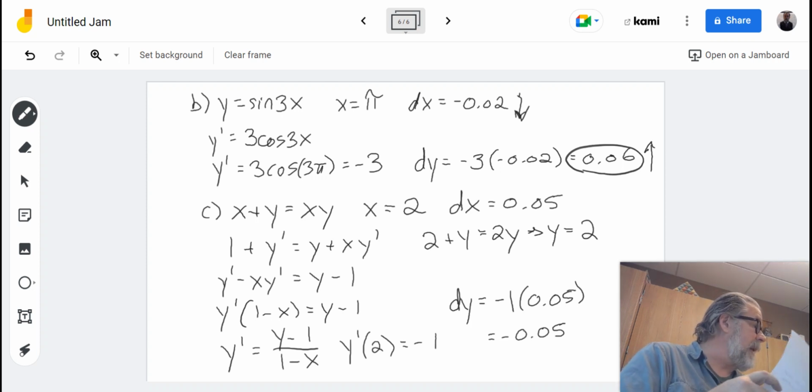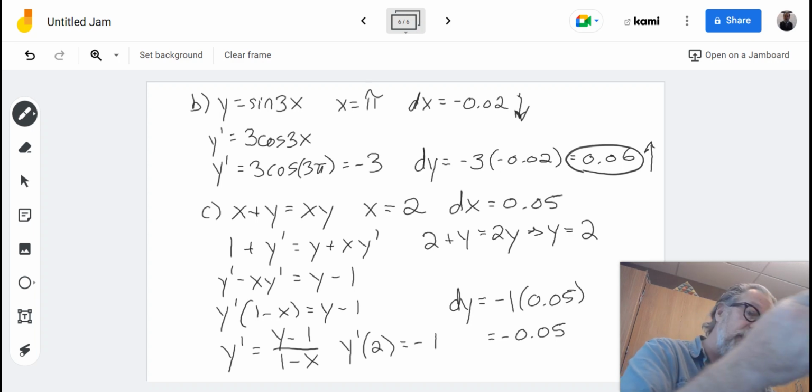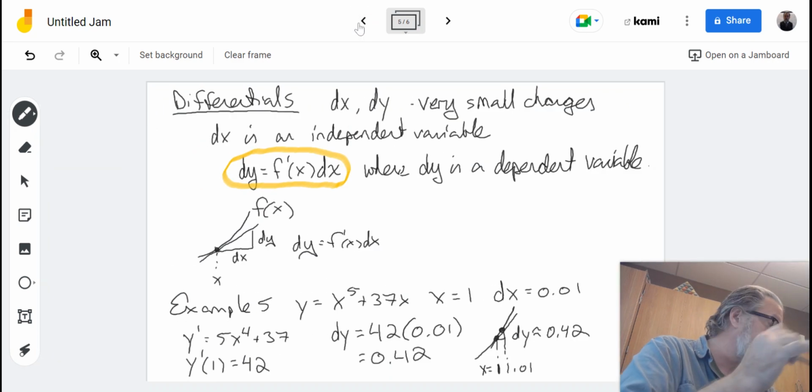Okay. Let's see. Do we want to do one more example? I don't think so. I think we are good there. So there's 3 examples of differentials.